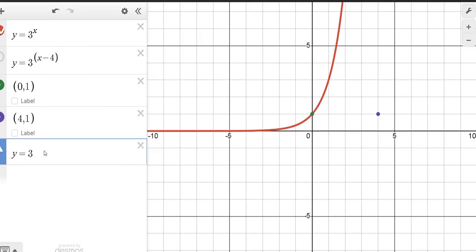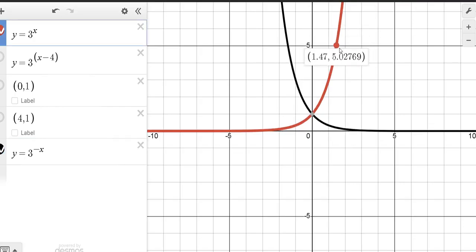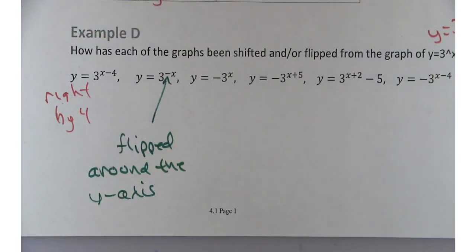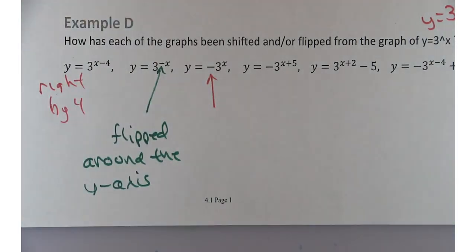3 raised to the negative x. It's just that it does that kind of opposite of what our original function was. As you move out towards positive infinity, this graph gets smaller and smaller and smaller. Whereas our original graph, 3 to the x, the graph got bigger and bigger and bigger. But they're just mirror images of each other around the y-axis. All right, well done. How about over here? What's that going to do to our graph? Flip it around the x-axis. Good. So flipped around the x-axis.